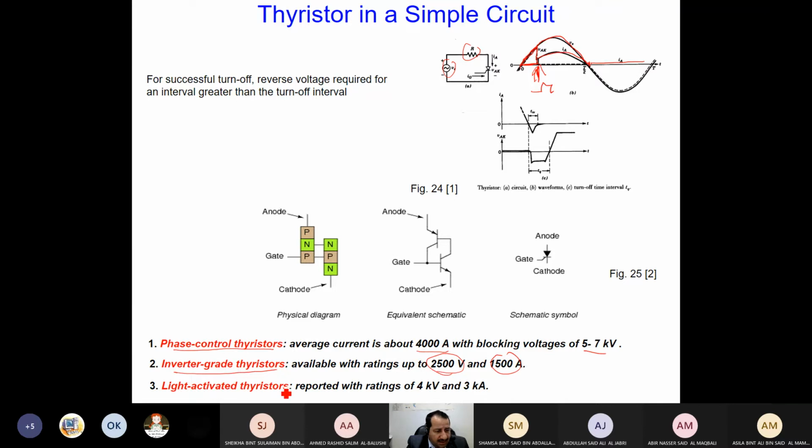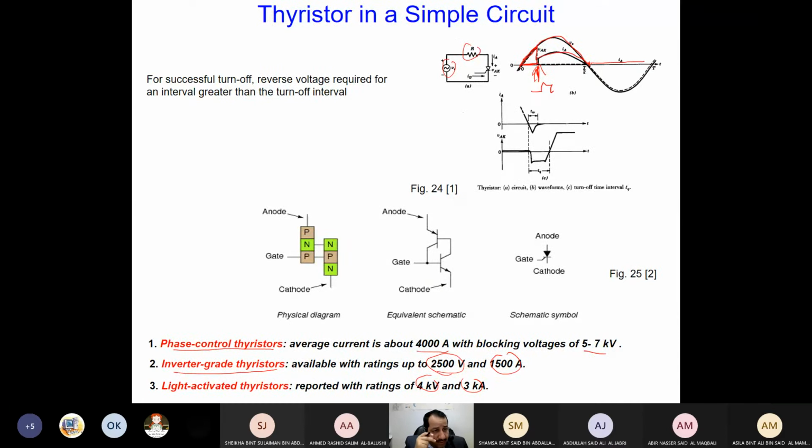And the light activated thyristor works with high voltage and high current, but it's activated by light. It means we apply light rather than a pulse on the gate. We don't apply a pulse, we apply light, and the light will make the thyristor conduct.